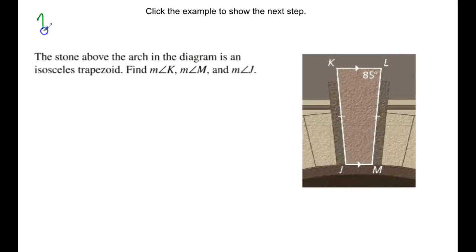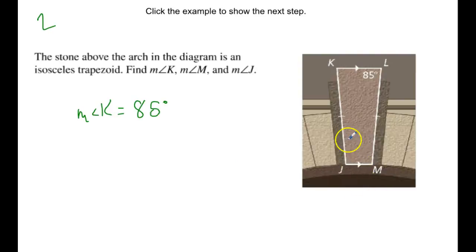So let's look at this. This is example number 2. The stone above the arch in the diagram is an isosceles trapezoid. So find the measures of angle K, M, and J. So I'm given the measure of angle L. Well, I see that K and L are on the same parallel line. So I know that K is going to have the same measure as L. So the measure of angle K is equal to 85 degrees.